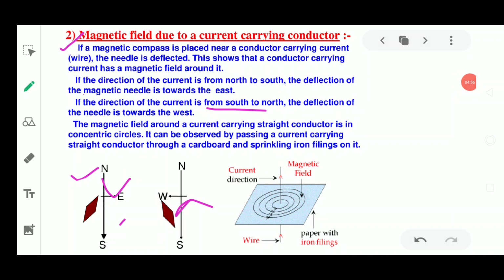Okay, so with this you could see that the magnetic field is also generated just around a current carrying conductor. Now you have to perform one experiment which is given in your NCERT book also, and it is a very easy experiment where you have to take certain things. That is, one cardboard which has a hole in the center, or you could take a little bit thick paper, and one wire.